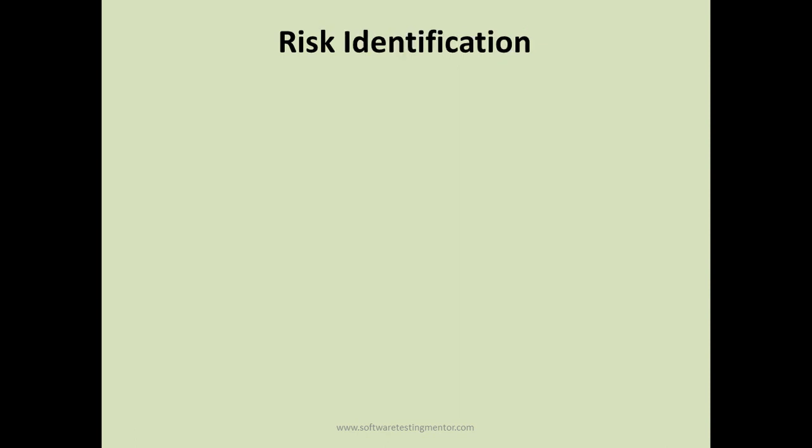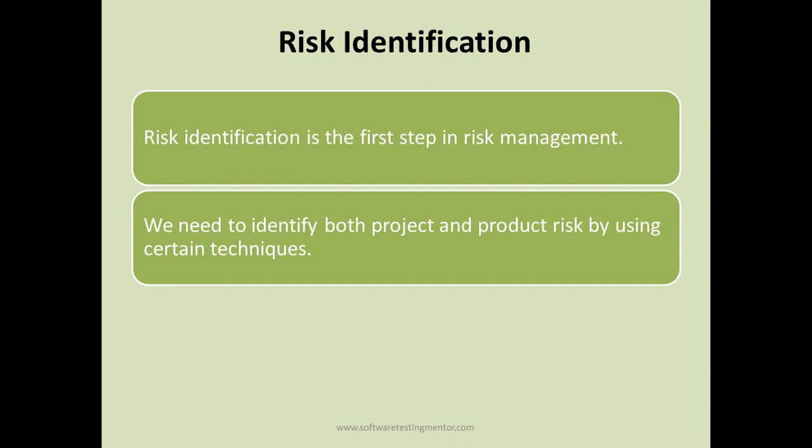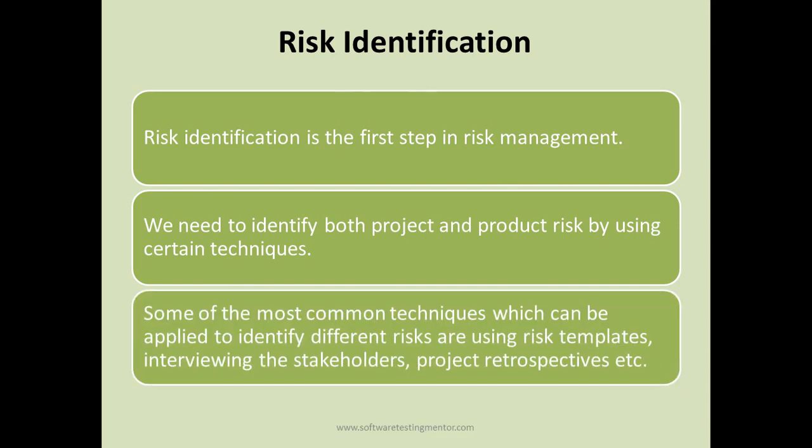So let's understand the risk management activities one by one. So what is risk identification? Risk identification is the first step in risk management. We need to identify both project and product risk by using certain techniques. So in the risk identification phase, you identify product and project risks by using some techniques.